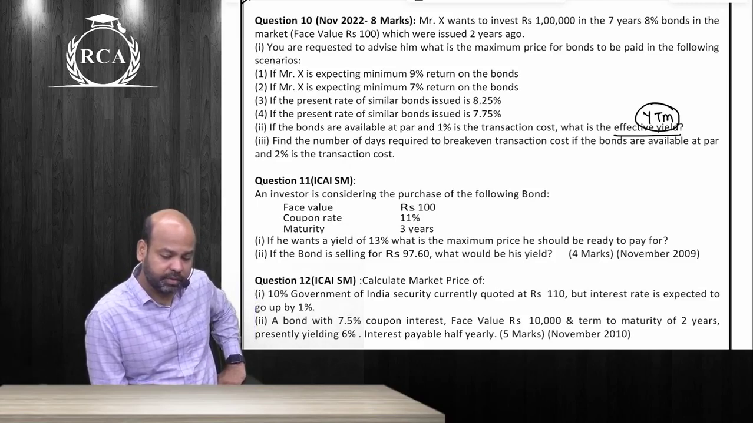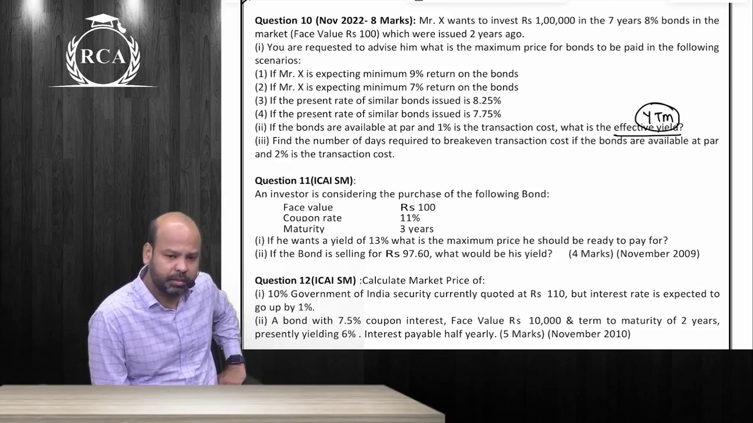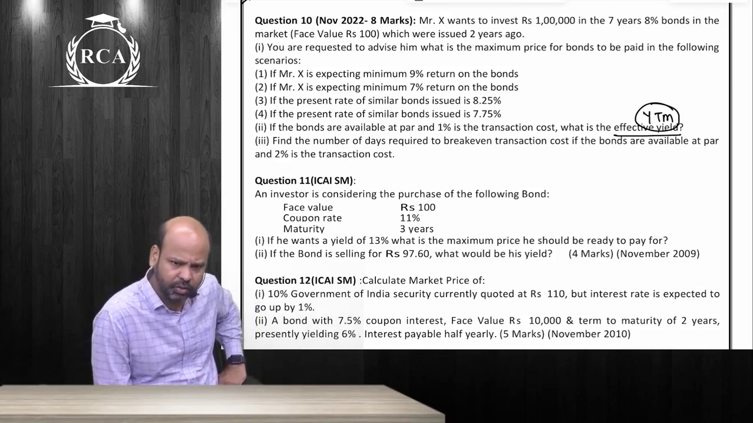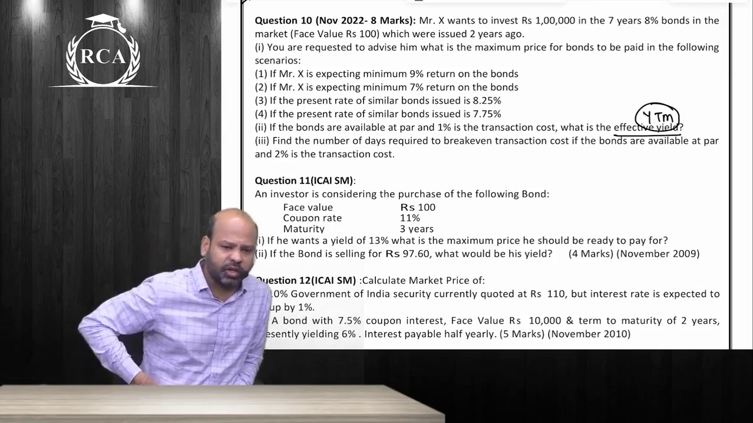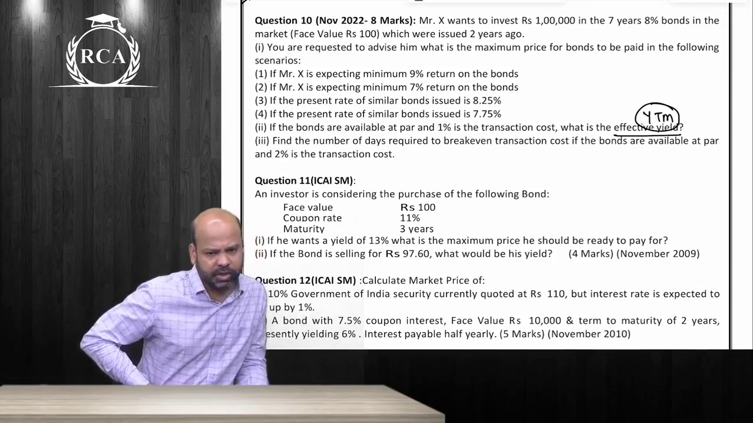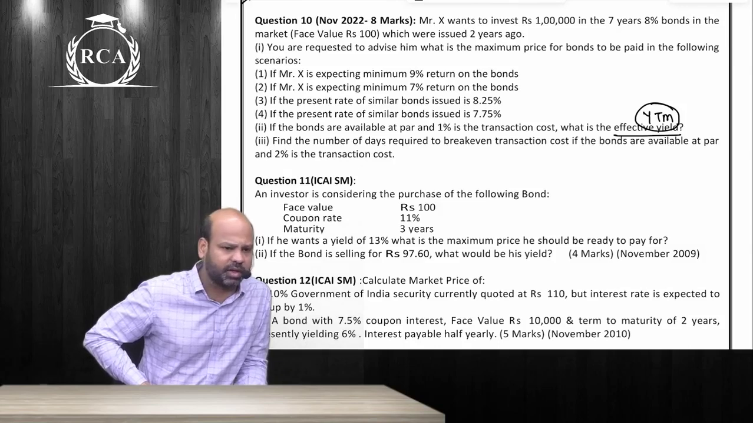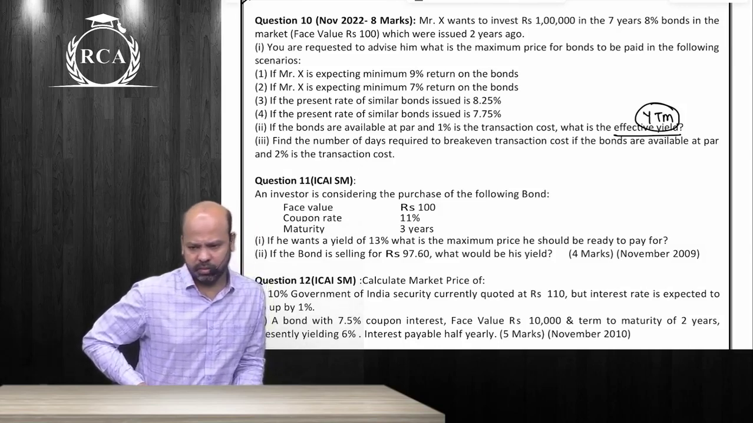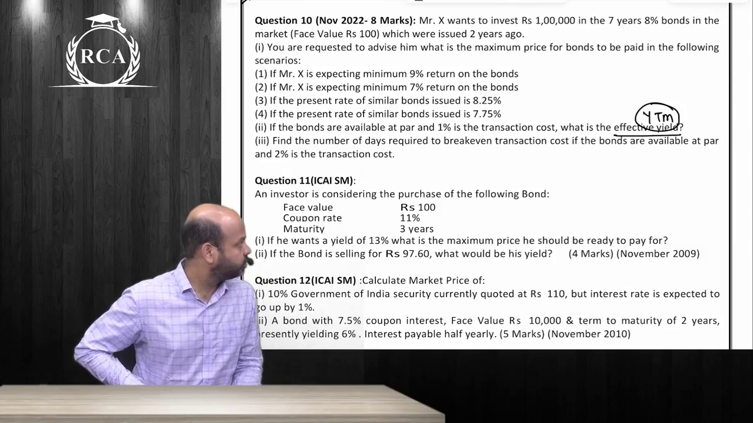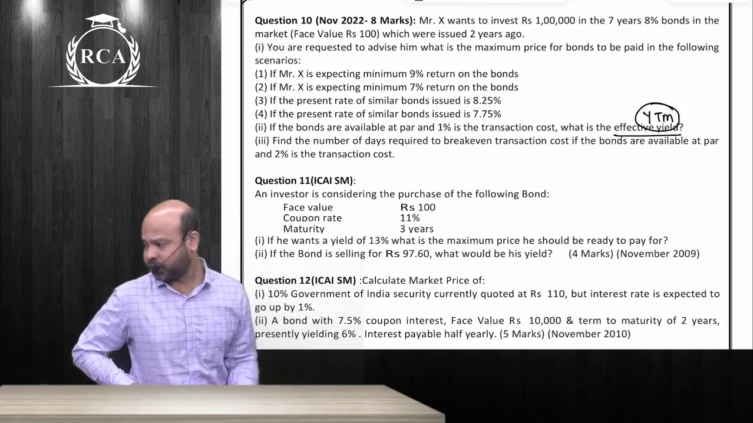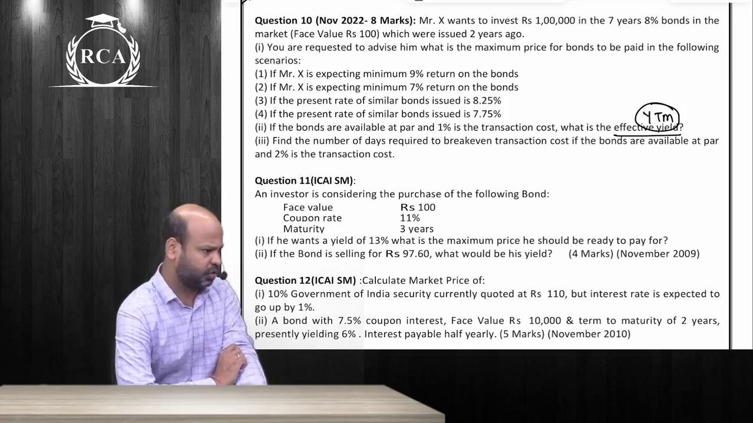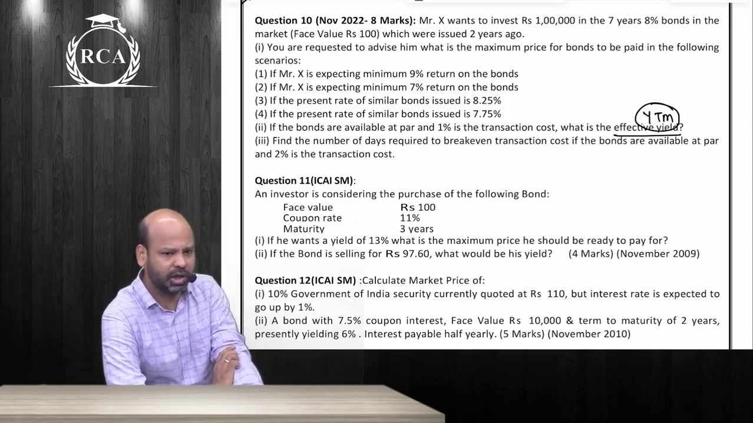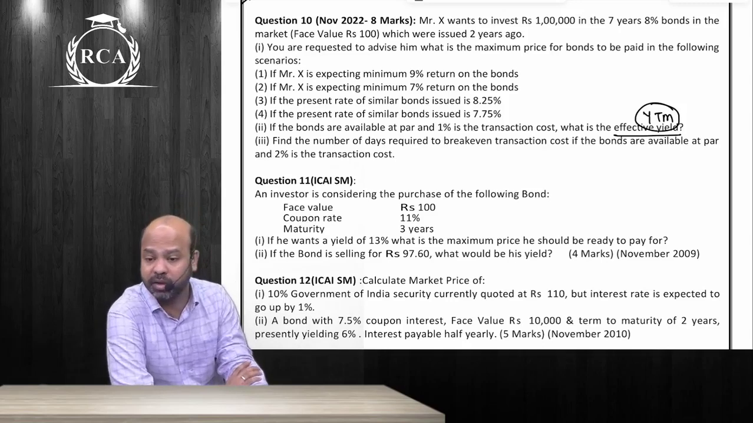Purchase price, because the bonds are trading at par. Purchase price itself is your par value, 2%. If purchase price was 105 rupees, transaction cost would have been as a percentage of 105. If purchase price is 110, it is as a percentage of 110. Here purchase price is at par, but we are still incurring a transaction cost of 2%. We will have to find out how many days would be required to break even.